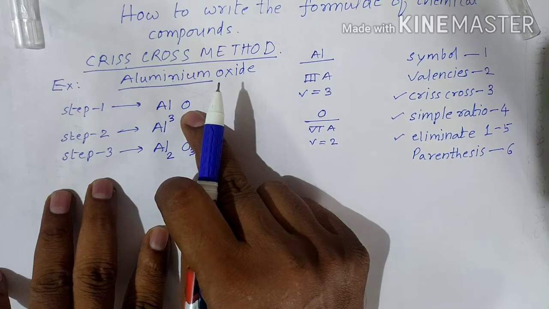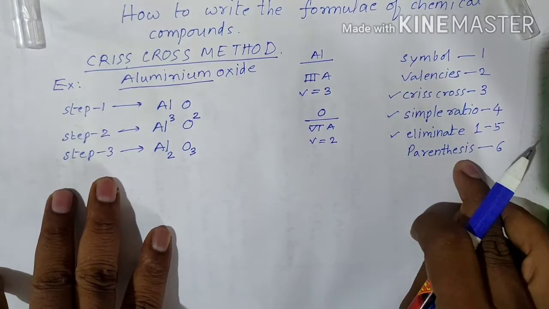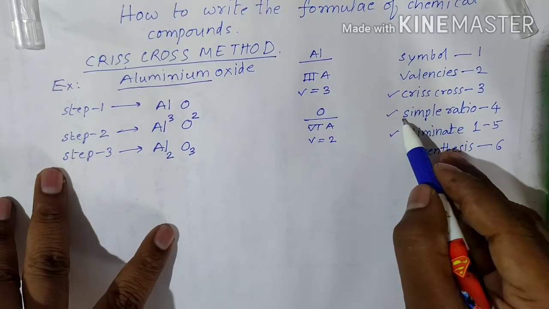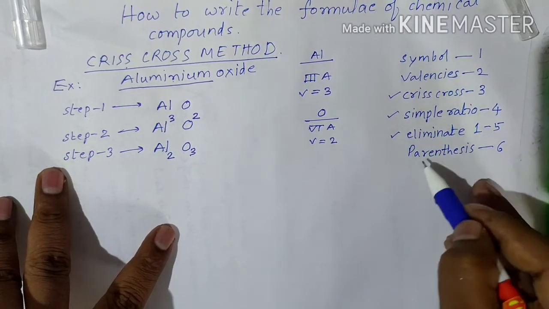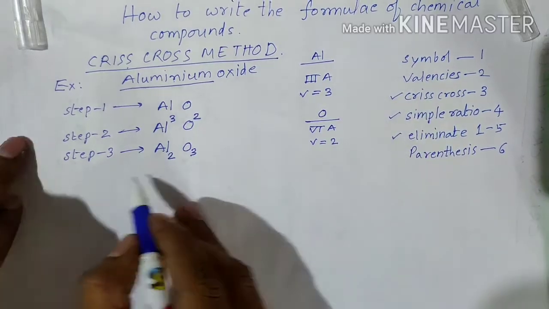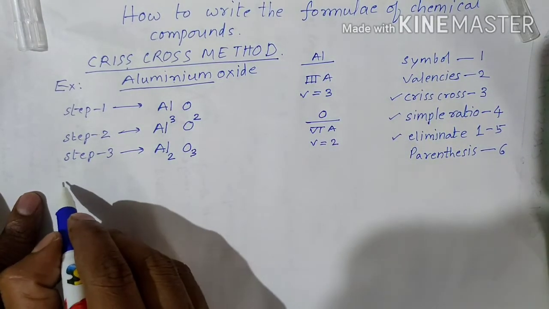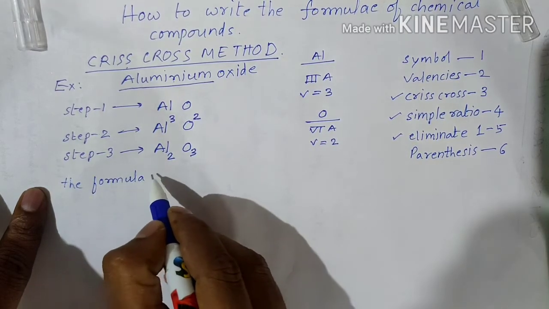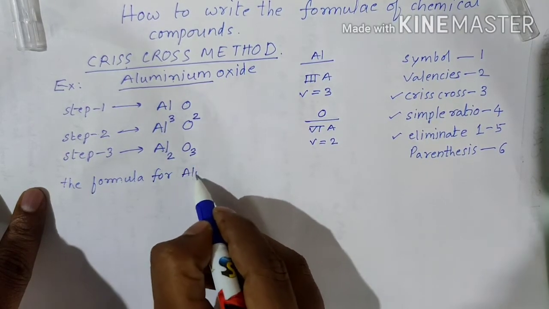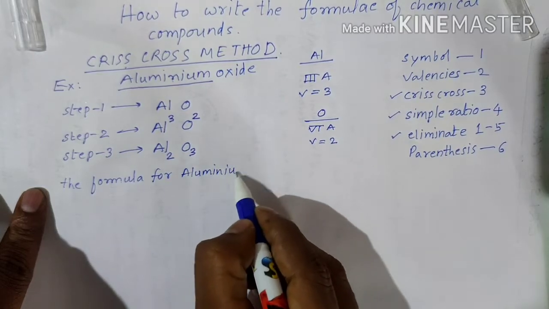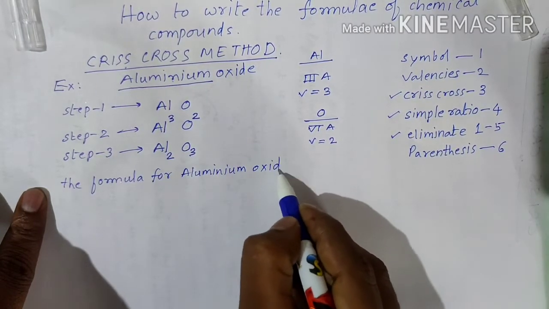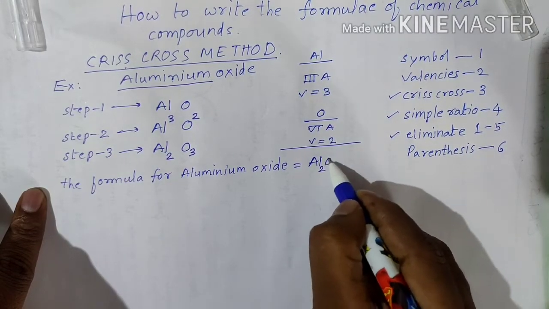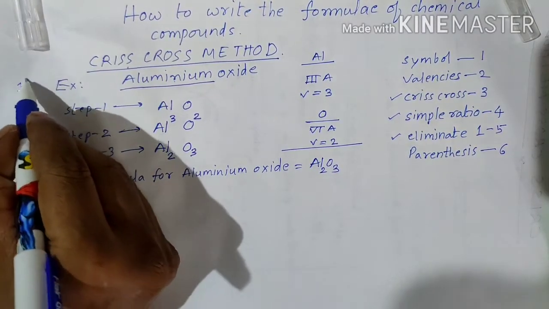Oxygen is also not a polyatomic ion. So we don't need to put parentheses for any one of the constituents. We don't have any polyatomic ions. So the final answer, the formula for aluminum oxide, is Al2O. That's it. So this is the first example.